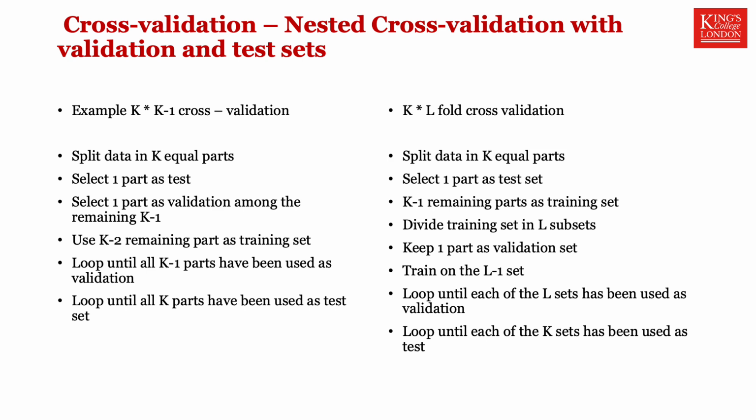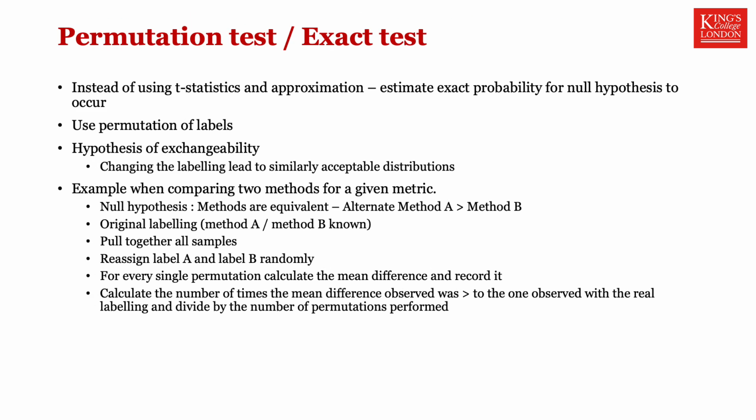Now I will look a bit into testing methods, actually the permutation test and exact test. So we may have our t-statistics as an approximation, but we actually can estimate the exact probability for a certain null hypothesis to occur. We can do it by permuting the labels and calculating exactly all the different possibilities of permutation, the probability of some events to occur. This is based on the hypothesis of exchangeability, which means that changing the labeling would lead to similarly acceptable distributions.